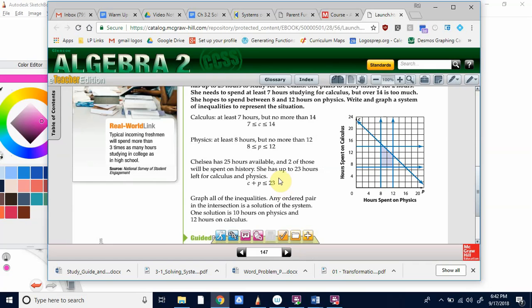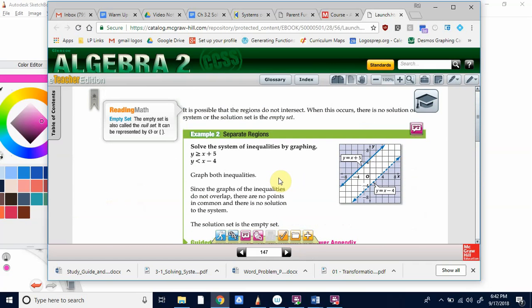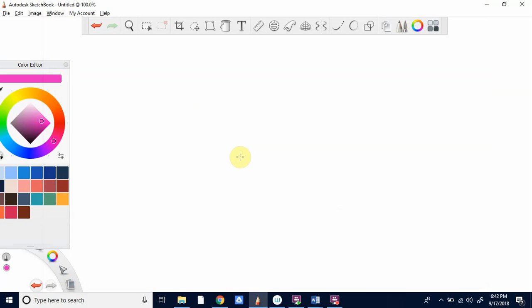So we look at example 2, and we're going to graph these two. It's on page 147 if you want to follow along in the book. But just because they're parallel does not mean there's no solution. It depends on the inequality sign. Y greater than or equal to x plus 5. Y less than x minus 4. Well, they have the same slope and different y-intercepts. They're linear equations, so they're parallel. So let's see what the graph looks like.